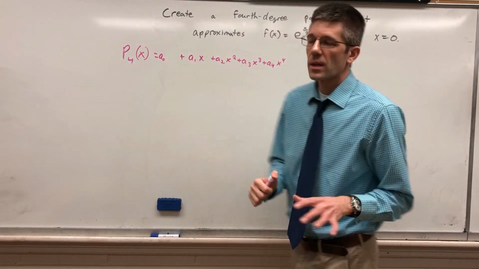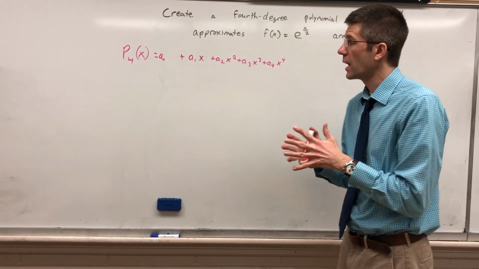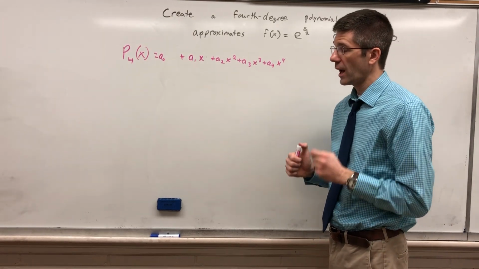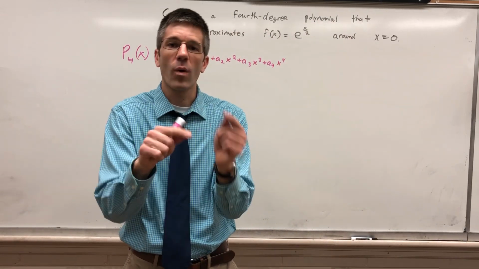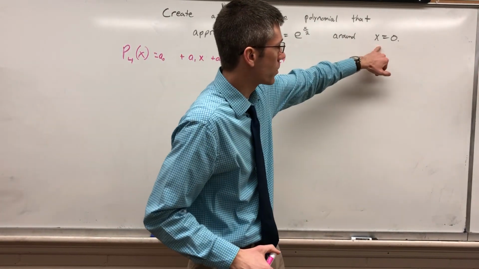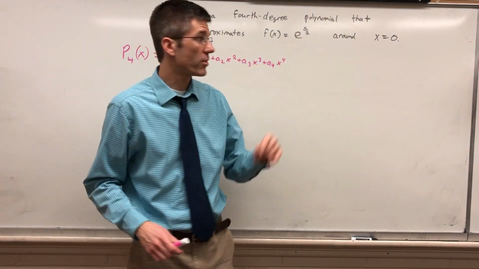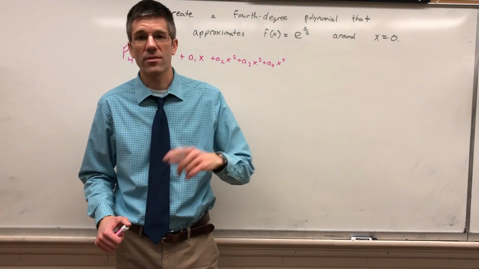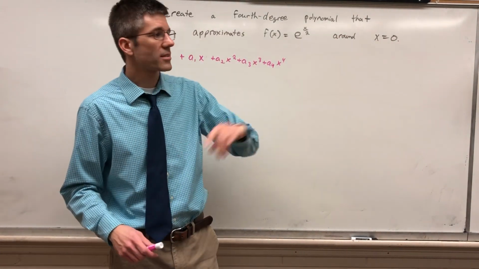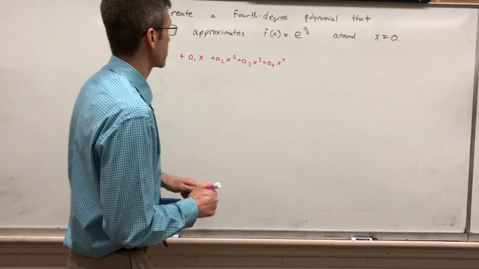So here's the deal. Our fourth degree polynomial had better have the same y value at 0 as our function. It also better have the same value of the first derivative at 0, the same second derivative at 0, the same third derivative at 0, and the same fourth derivative at 0. You can go on as long as you want, but they said fourth degree, so that's what we're going to do.